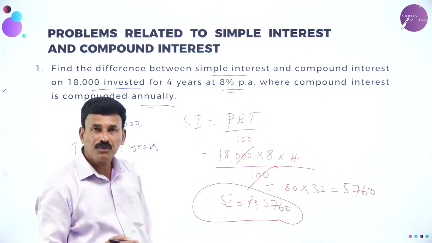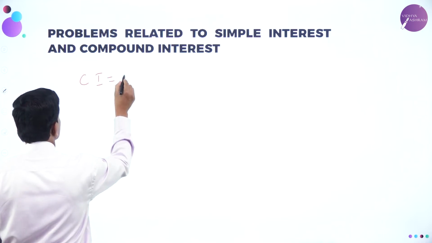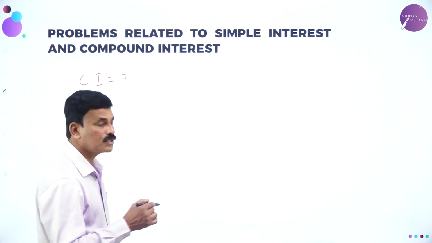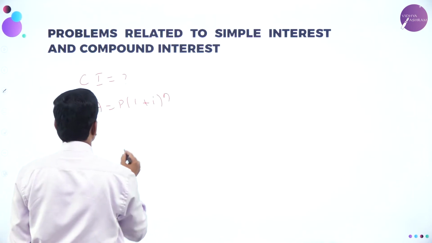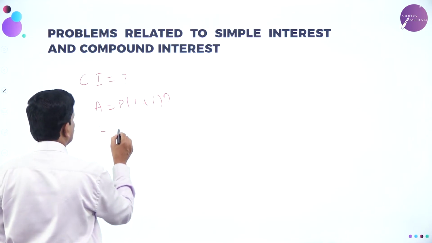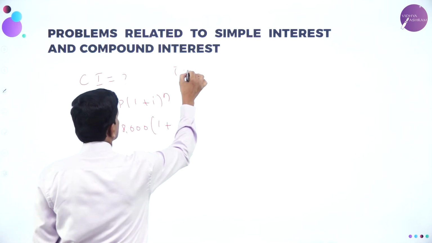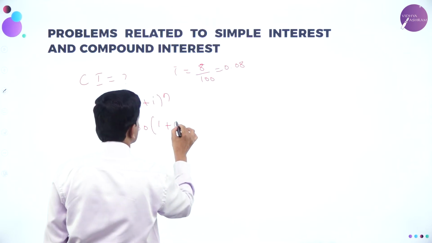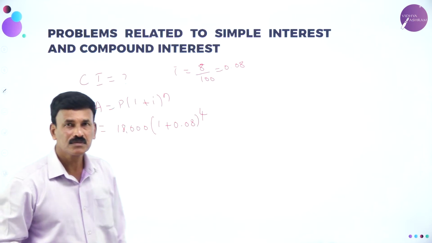Similarly, find out the compound interest. So what is the formula? A is equal to P into (1 plus I) to the power of n. What is the amount here? We don't know, the amount is to be determined. Principal is 18,000 into 1 plus, what is I? I is nothing but 8 divided by 100, that is 0.08, to the power of n, which is equal to 4. Simplify this. What is this equal to?